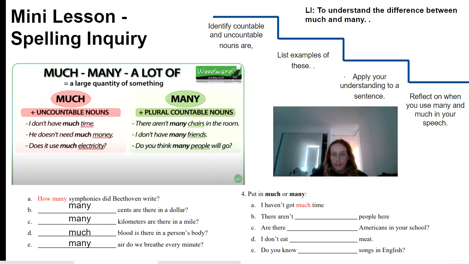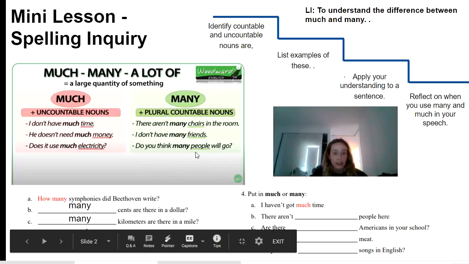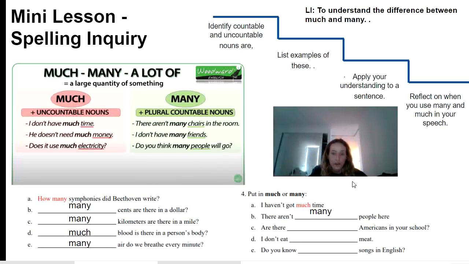And then over to the next slide. These are not questions now, they're statements. So there aren't much people here, or there aren't many people here. Can we count people? If we look at our picture, we can see that people goes under many because we can count them. Are there much Americans in your school or many Americans in your school? So here, again, Americans are people, so we would use many.